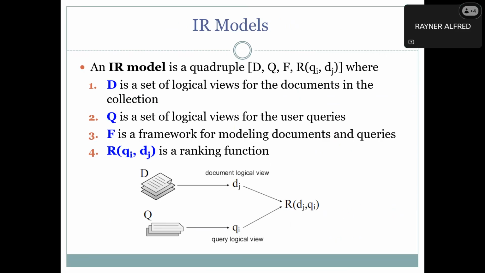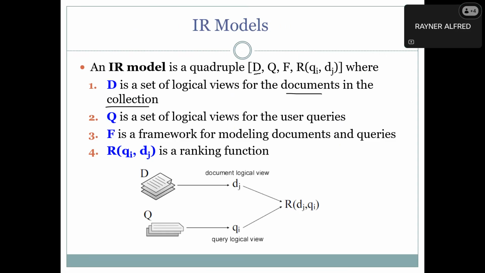So how do we model information retrieval? Here we have a quadruple entity. Quadruple means we have 4 entities, or 4 main components. The first one is D. D represents a logical view for the documents in the collection. So how do we represent the document in the system? How do we code them? How do we design a data structure to represent them?